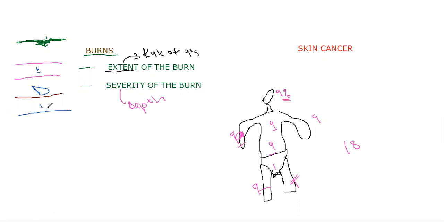By the severity of the burn, we mean how deep is it? Did you only burn the epidermis? Did you burn up to the dermis? Did you burn up to the hypodermis? Or did you burn the whole thing up until beneath? Because beneath the hypodermis is where we have your muscles and bones, right? So when we speak about the extent, we use the rule of nines. When we speak about the severity, we use degrees, right?